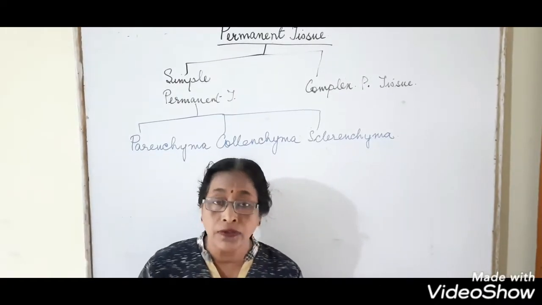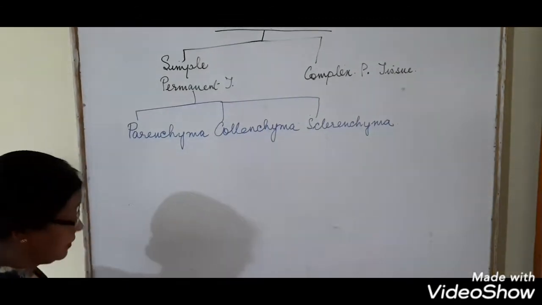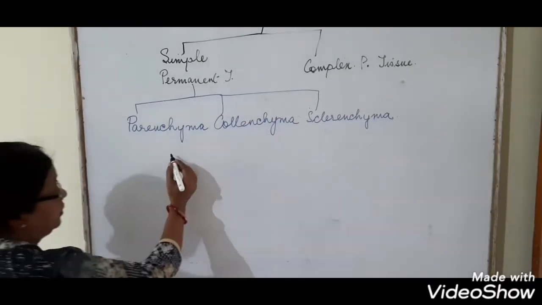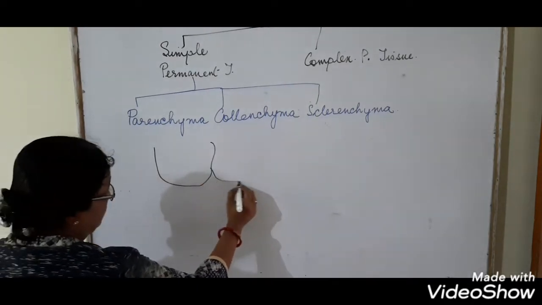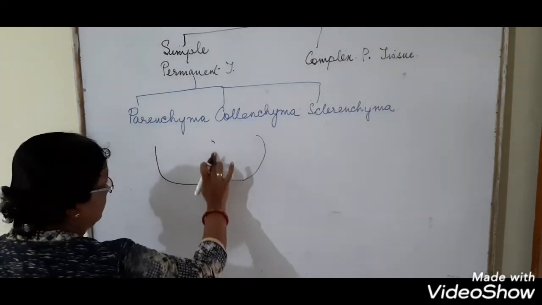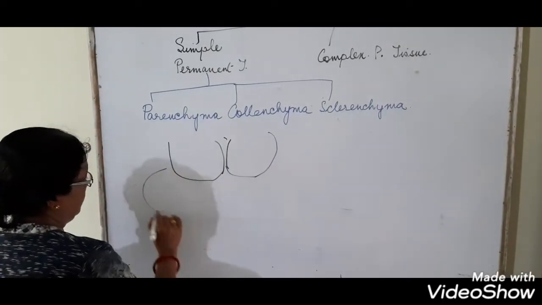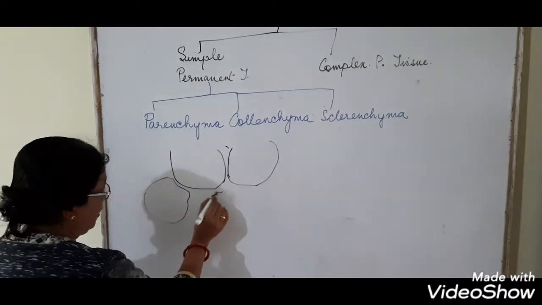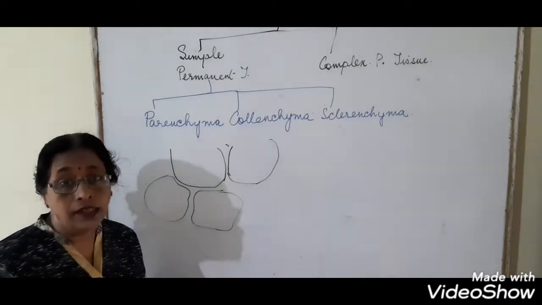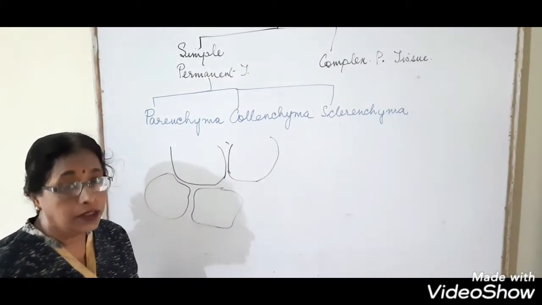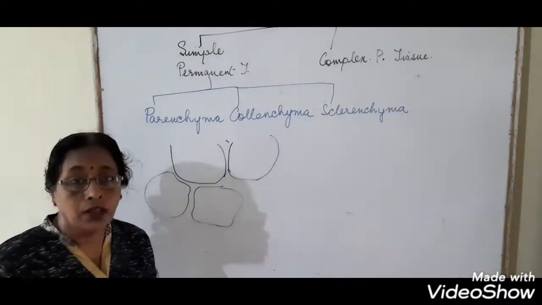So now let us discuss about the parenchyma cells. Parenchyma cells, they are the living cells. They are isodiametric. Isodiametric means equal in all the sides. All the sides are equal, oval or spherical in shape, or they can be polygonal also.